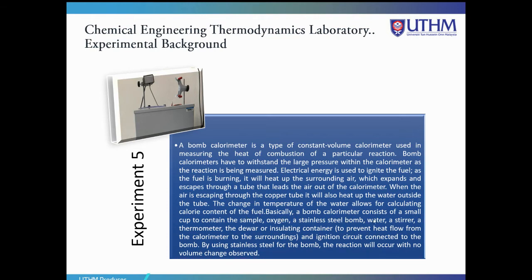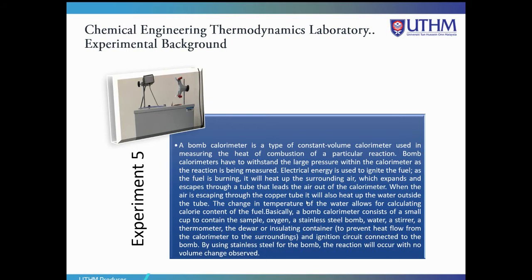Basically, a bomb calorimeter consists of a small cup to contain the sample, the oxygen, a stainless steel bomb, water, a stirrer, a thermometer, the dewar or insulating container to prevent heat flow from the calorimeter to the surroundings, and an ignition circuit connected to the bomb. By using stainless steel for the bomb, the reaction will occur with no volume change observed.